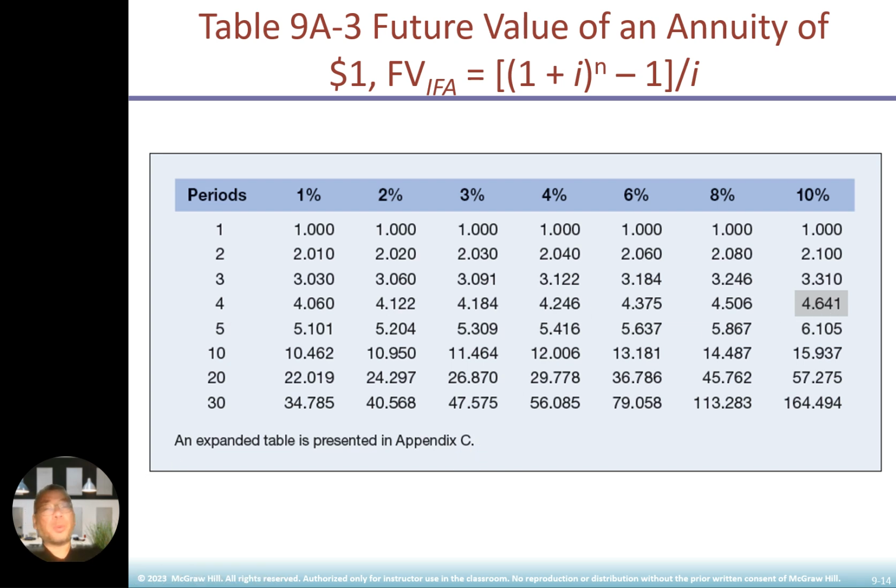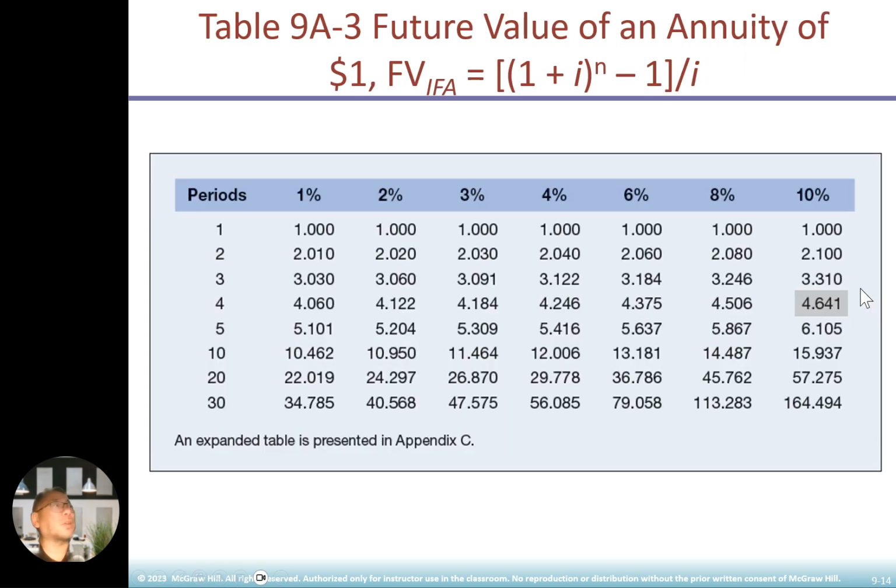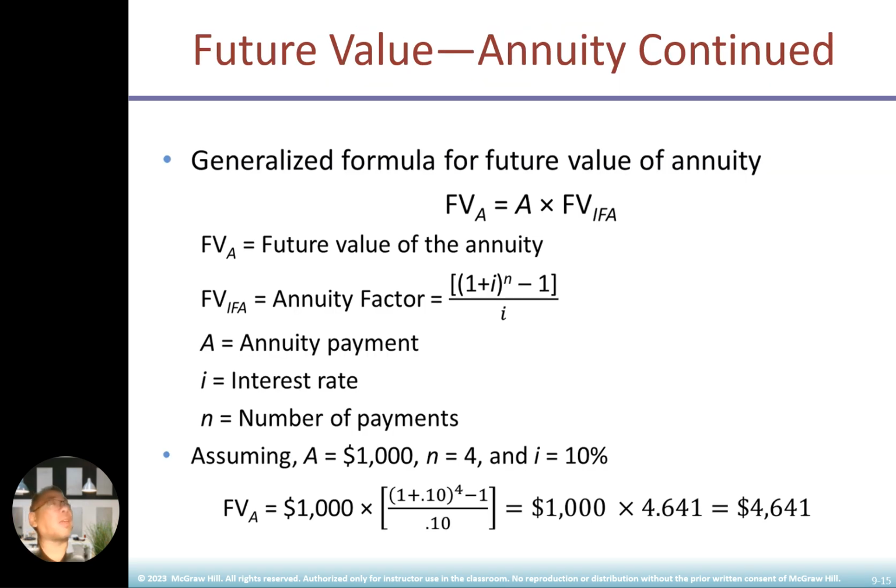Then we continue. This is the formula: future value of the annuity equals A times the future value interest factor of an annuity, FVIFA for i and n. A represents the annuity payment, i is the interest rate, and n is the number of payments. Assuming A is 1000, n is 4 and i is 10%, you just plug in and get 4.641, again matching the table. That's how you get it. This is for the annuity every year. Then we continue with the next one.